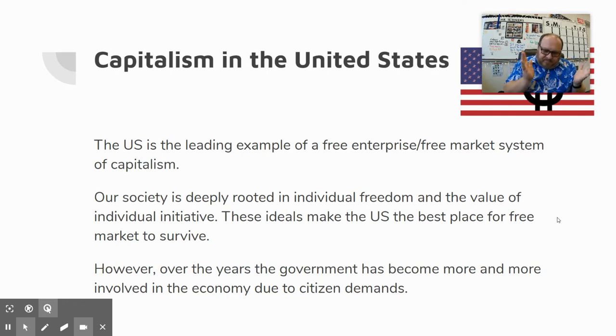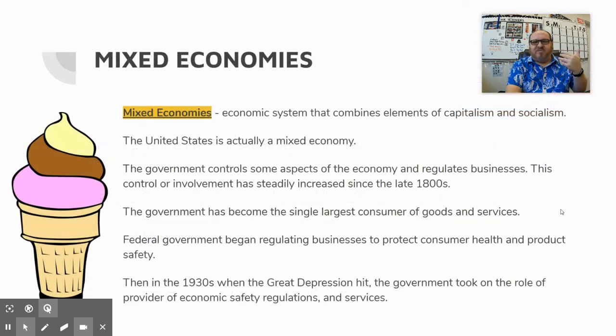Okay. However, over the years, our government has evolved to become more and more involved in the economy. So we actually have what we call a mixed economy, a blending of capitalism and socialism. Okay, so we're actually not completely capitalistic. We are a mixed economy. The government has a lot of control over many aspects of the economy and regulates businesses.